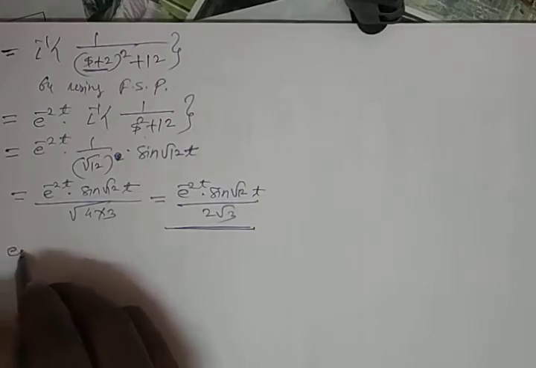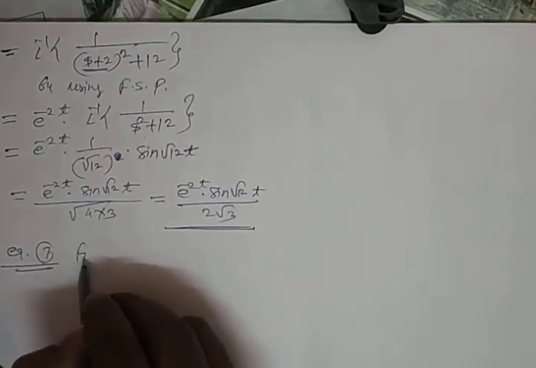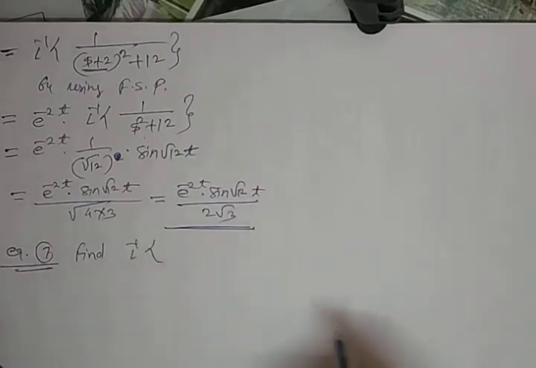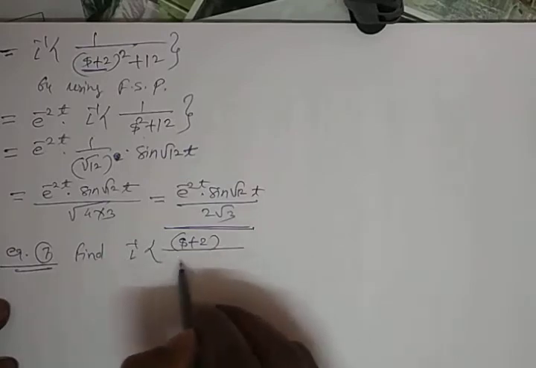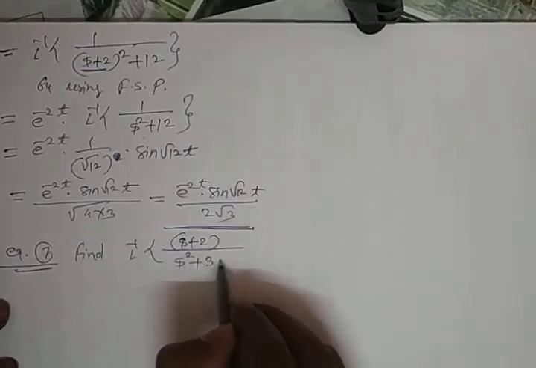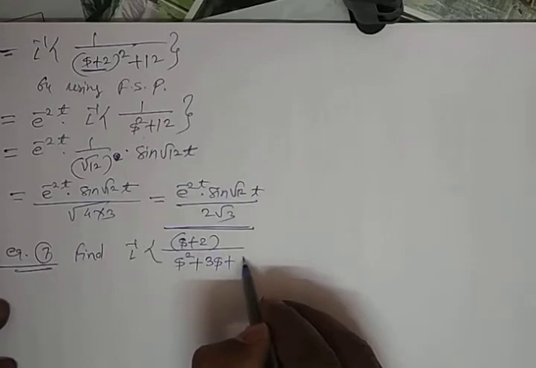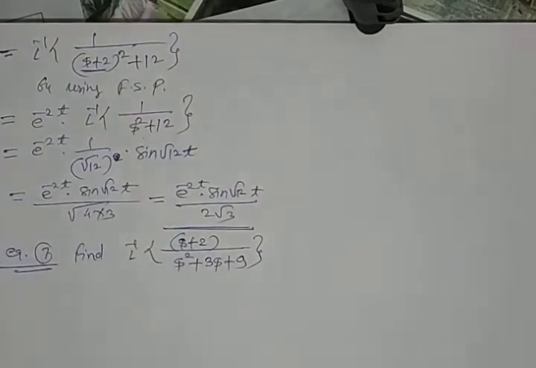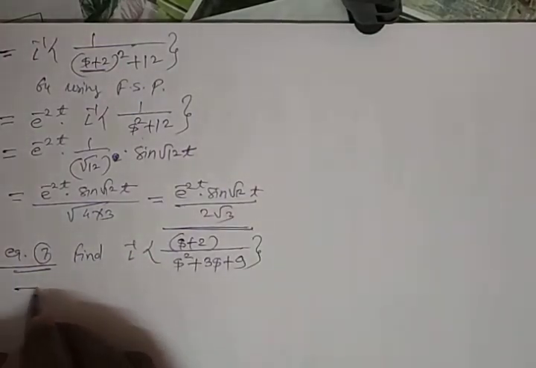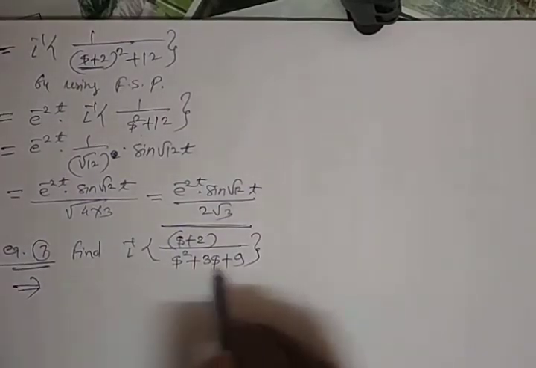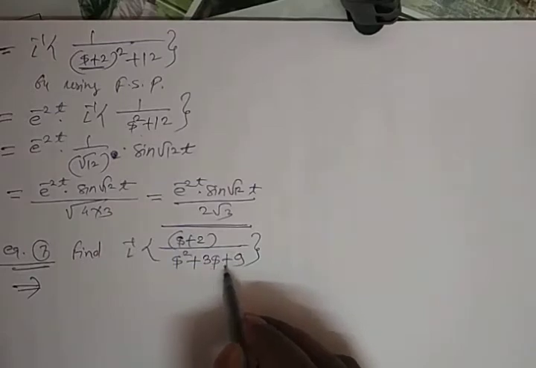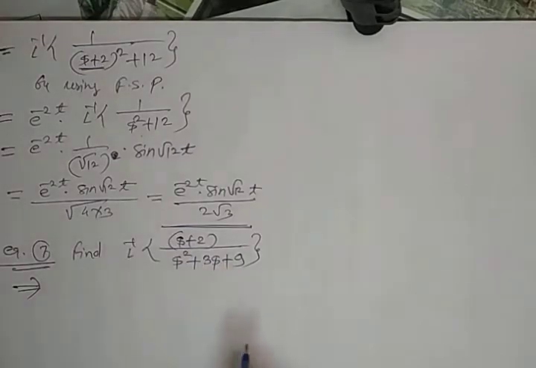Now let us take example number 7. Find Laplace inverse of s plus 2 divided by s square plus 3s plus 9. Okay, now we have to simplify this example. How to simplify this? Please see carefully. Let us first check whether this denominator is a perfect square or not. So this is not a perfect square. So first of all, we have to make this a perfect square. How to make it?